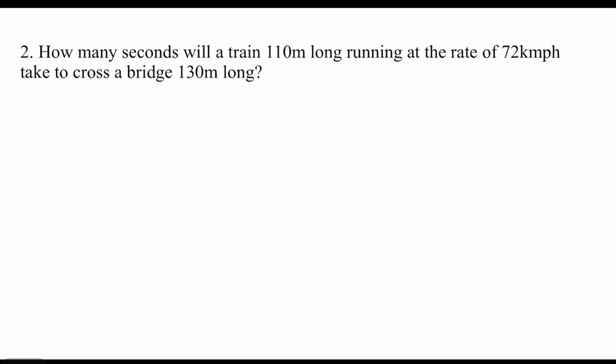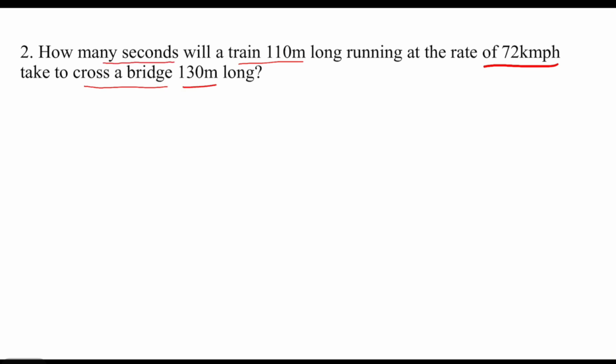How many seconds will a train 110 meter long running at the rate of 72 kilometer per hour take to cross a bridge of 130 meter long? So in this case what is happening? The train which is 110 meter long is running at the speed of 72 kilometer per hour. It is crossing a bridge of 130 meter long. So the question says how many seconds it will take to cross this bridge.